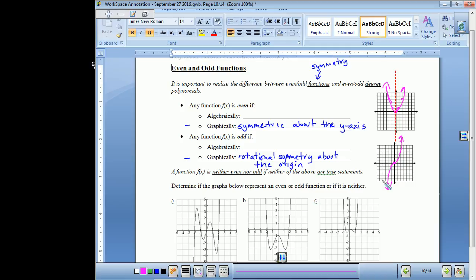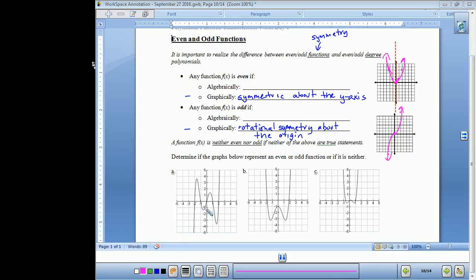Okay, so even is symmetric about the y-axis, and odd has that rotational symmetry about the origin. So let's look at these. Now, if I fold this one over the y-axis, does it fold on top of itself? No. If I thought about this being my little anchor for a spinner, and I spun it around 180 degrees, does it fall on top of itself? Yes. This one has odd symmetry. It is an odd degree function, but it also has odd symmetry.